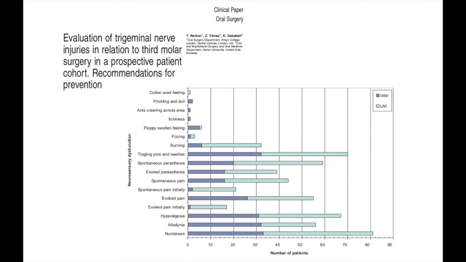In this particular cohort study, it reiterates that more patients suffer from lingual nerve damage compared to inferior alveolar nerve damage associated with third molar surgery. For the lingual nerve damage, most of the neurosensory dysfunction is related to numbness and tingling sensation, while for the IAN damage, most of the dysfunction appeared related to numbness, tingling, pins and needles, hyperalgesia, and allodynia.